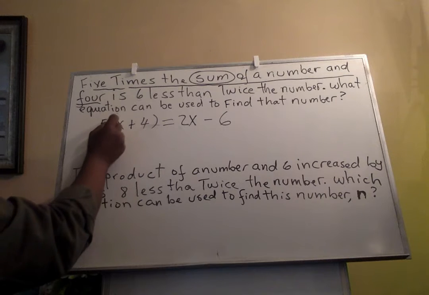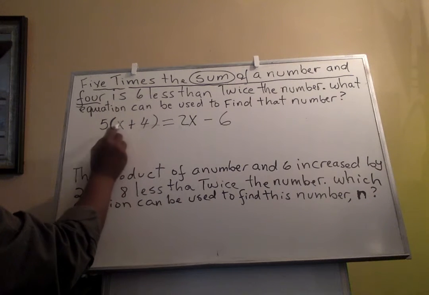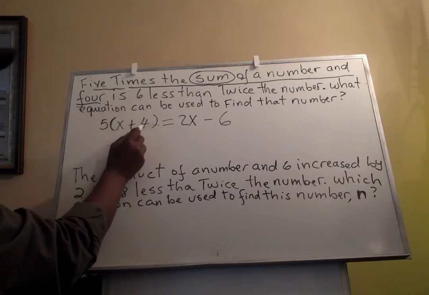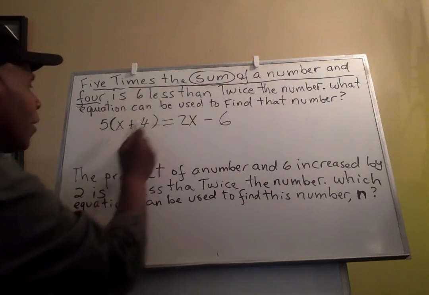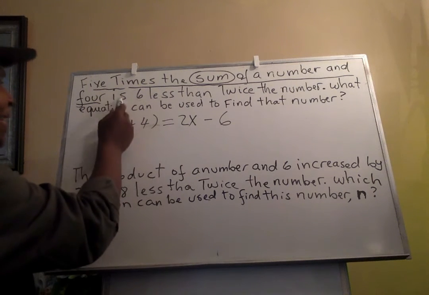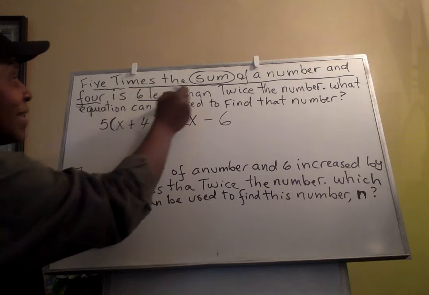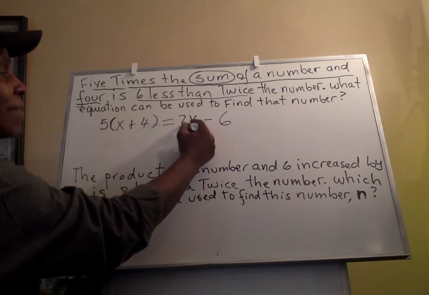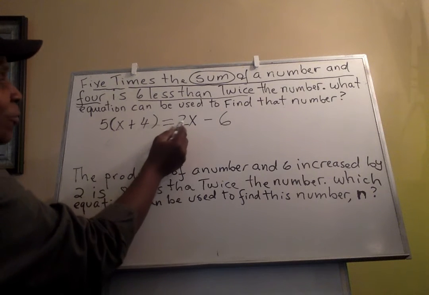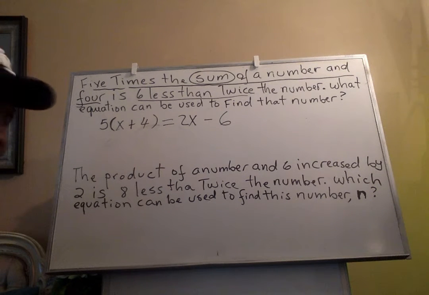5 times, parentheses, the sum, addition of a number, which we don't know, and 4. 5 times the sum of a number and 4 is, that means is equal to, that is backwards, 6 less than twice that same x, twice the same, twice the number. And that's it. Okay?